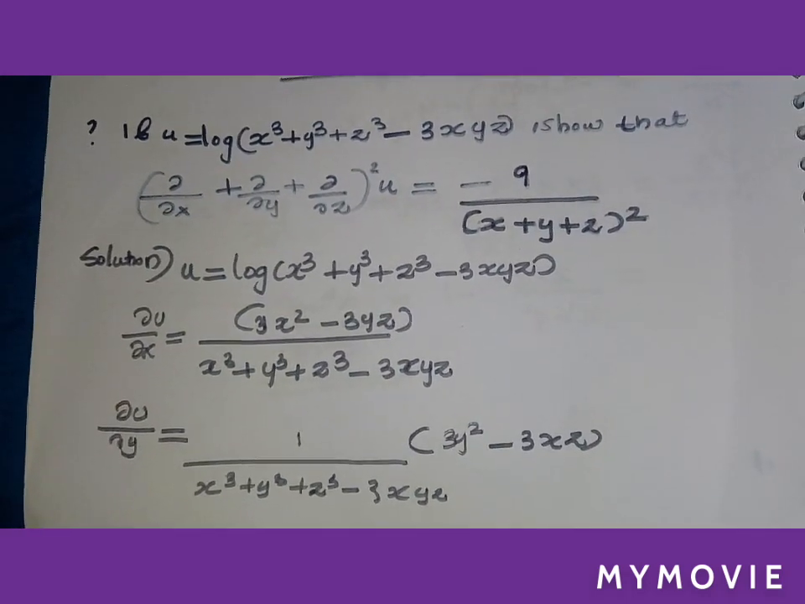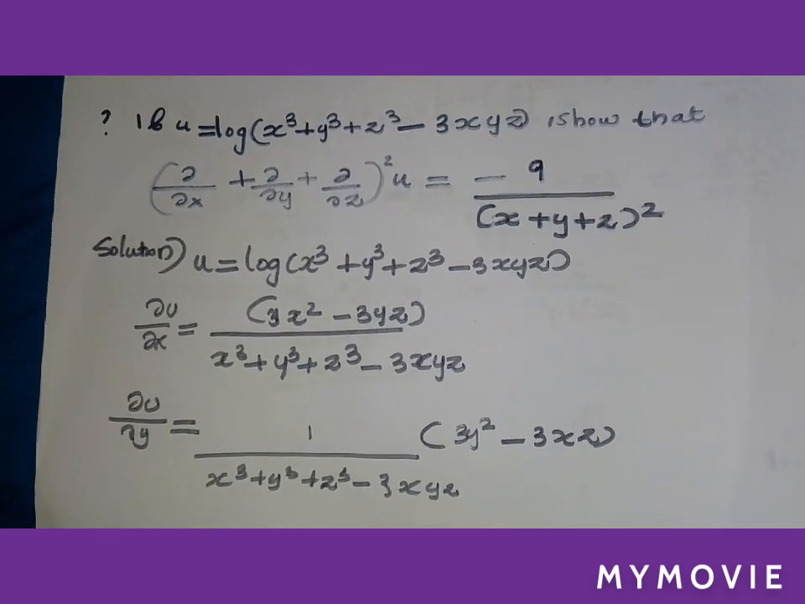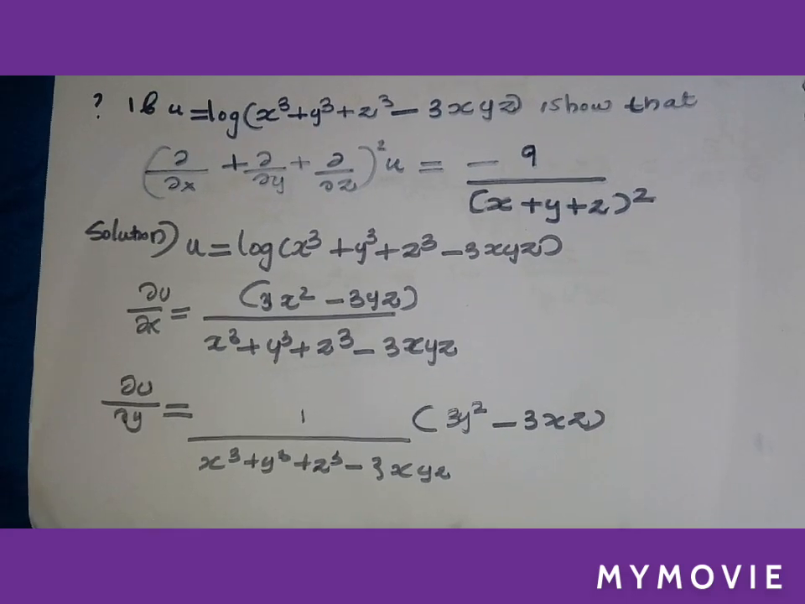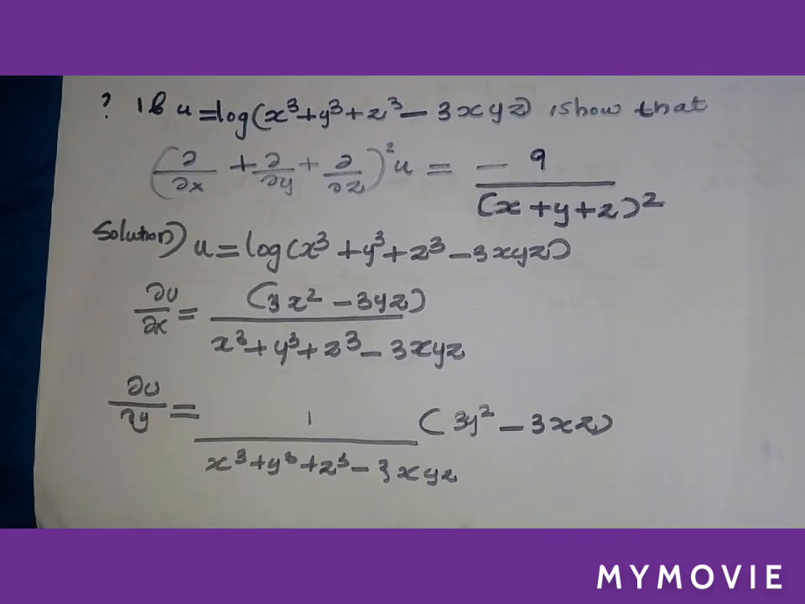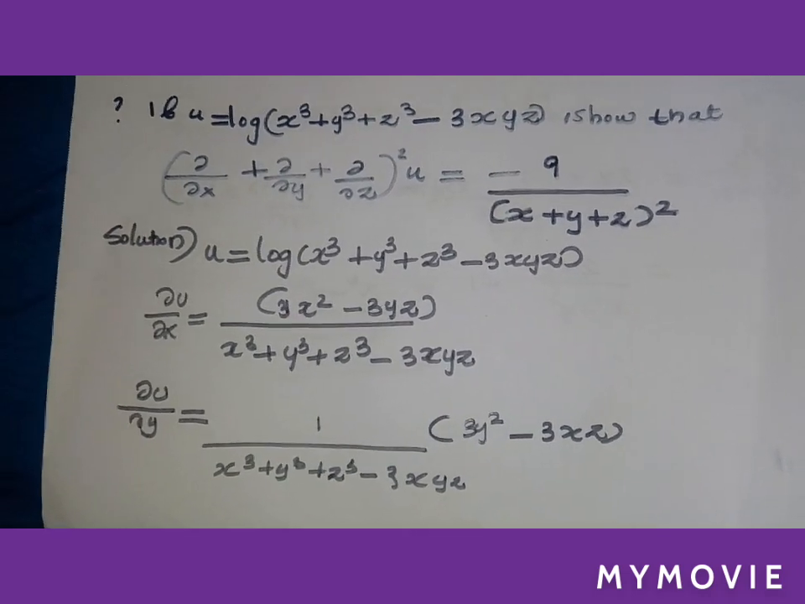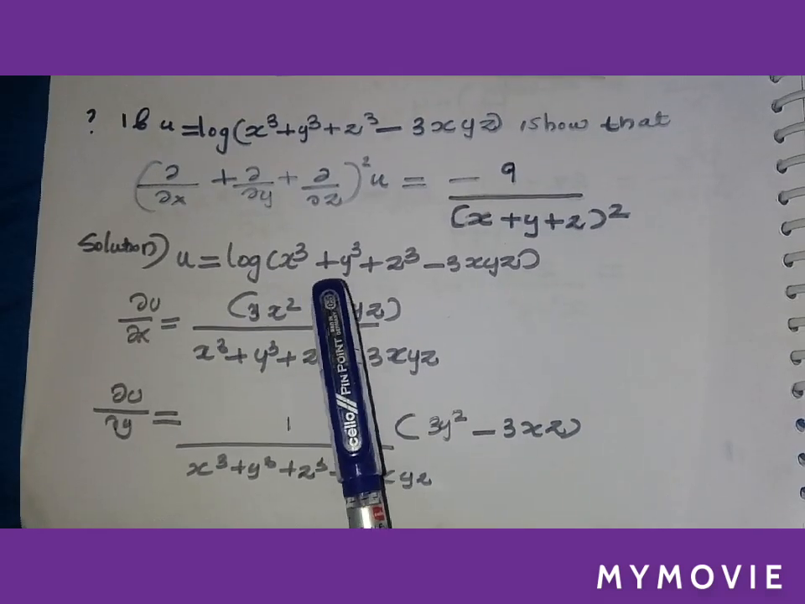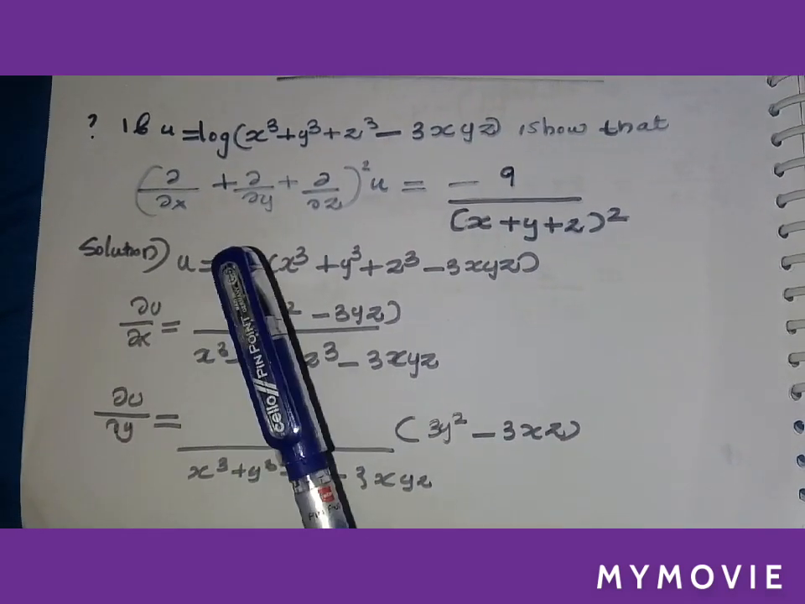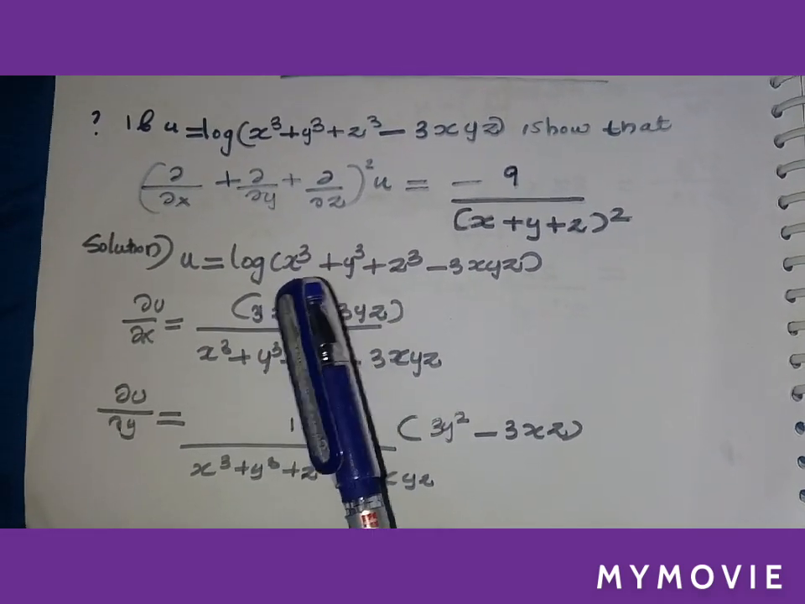Next problem: if u is equal to log of (x cube plus y cube plus z cube minus 3xyz), show that (dou by dou x plus dou by dou y plus dou by dou z) all square into u is equal to minus 9 divided by (x plus y plus z) all square. Here the function is u equal to log of (x cube plus y cube plus z cube minus 3xyz). So we have to find dou by dou x, dou by dou y, dou by dou z, and the sum of these.